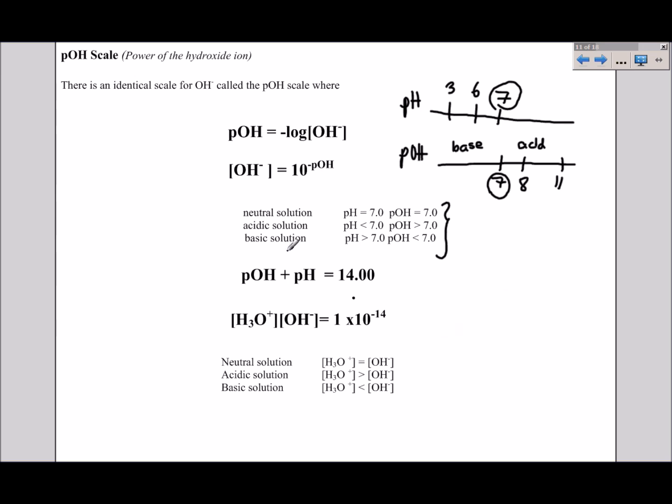And again, we want to rethink what we mean when we say a neutral, acid or base solution. A neutral solution is one where the concentrations of the hydroxide and hydronium are equal. An acid solution is simply one where there's more hydronium than there is hydroxide. And for a basic solution, the hydroxide is in a higher concentration.